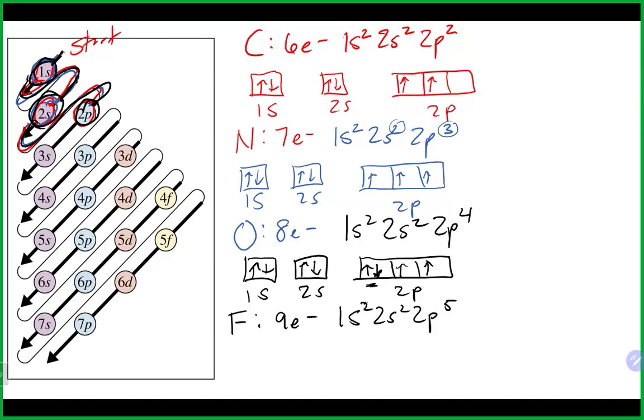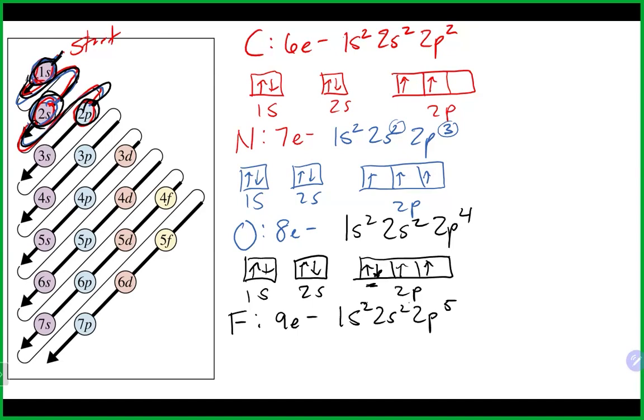Once again, there are no commas between things, no dashes. People like to do all kinds of weird things when they write it. So no dashes, no commas. And that's how you say it too: 1s2, 2s2, 2p5. That's how you say the electron configuration.